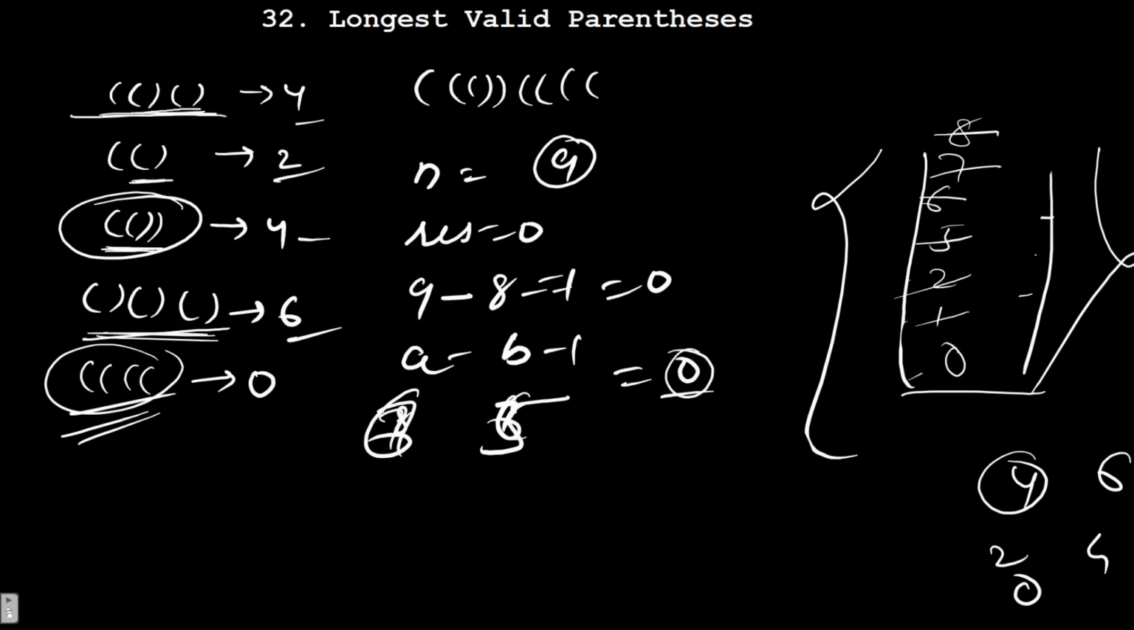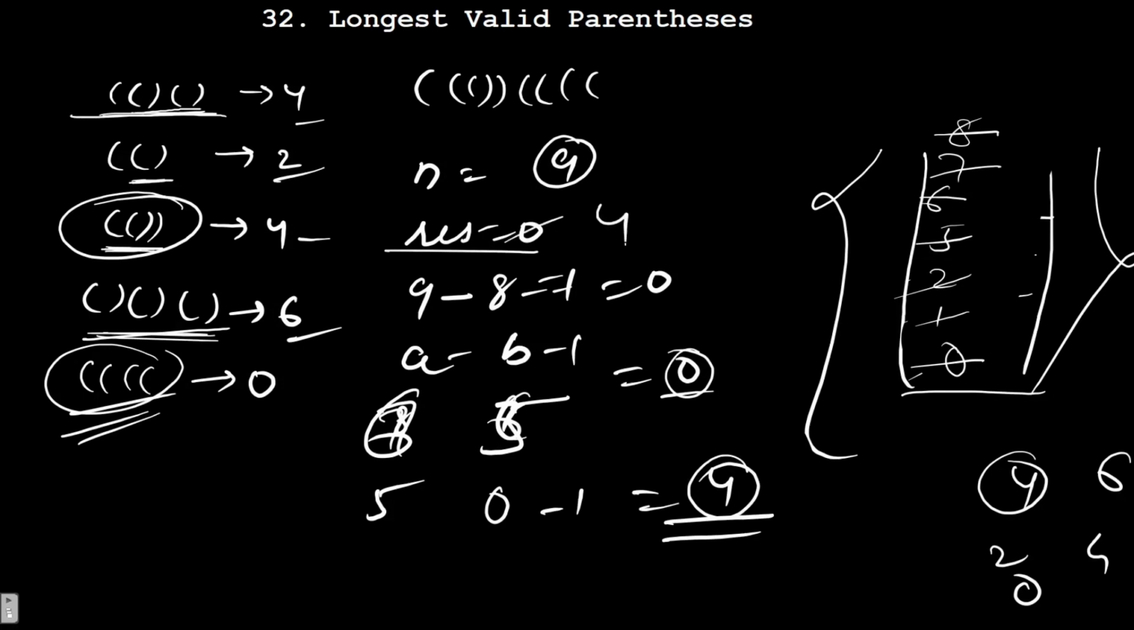For the next term, 5 is going to be our a and 0 is going to be our b. Okay, so minus 1. So our result is going to be 4. So we can see that we have a result 4 which is greater than our current result, so we'll be updating that using the max method. So our result is going to be 4 in this case. Okay, so we can see that we got our result in this case also.